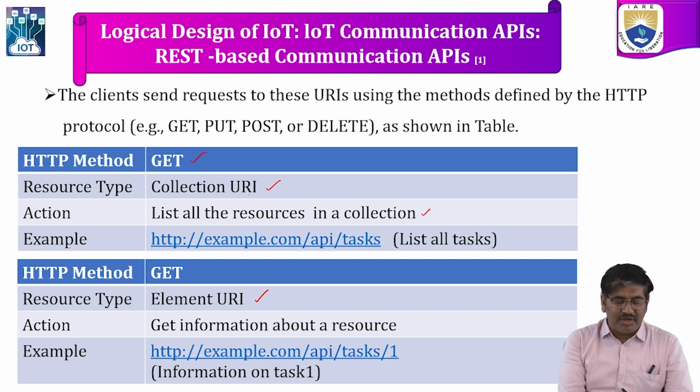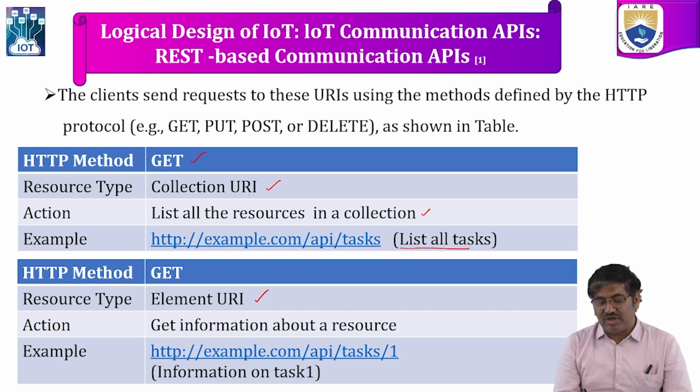For the GET method, the web link for the HTTP model is example.com/API/task, where we have not specified which task. So it is going to list all the tasks. When it comes to the GET method for an element URI, we mention which task. So this URI will give the information on task 1 only.